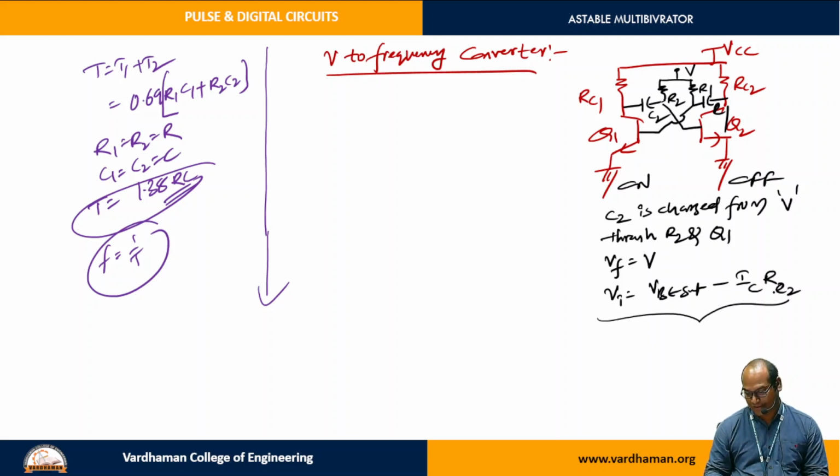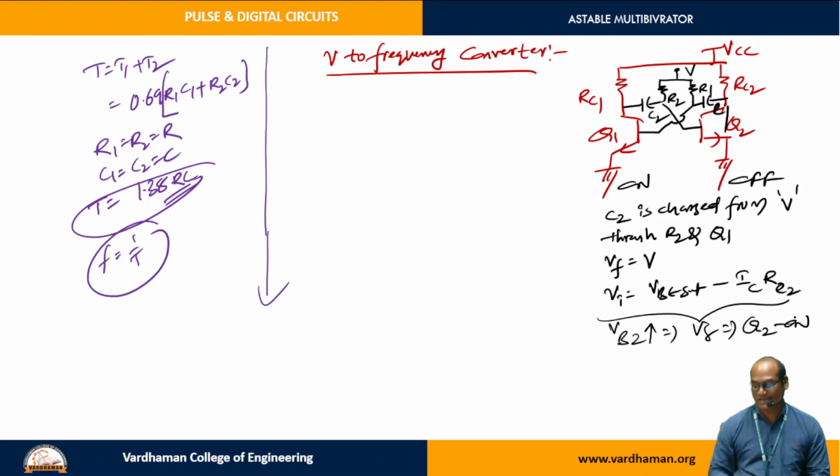You observe carefully. Once again I am starting the operation. Since we have taken Q2 in the off state and Q1 in the on state, the C2 capacitor will be charged from the supply capital V through R2 and Q1. Since it is charging, the capacitor voltage will increase. That means since it is connected to the base of Q2, the base voltage also increases. Whenever it reaches V gamma, the Q2 transistor will get into the on state.